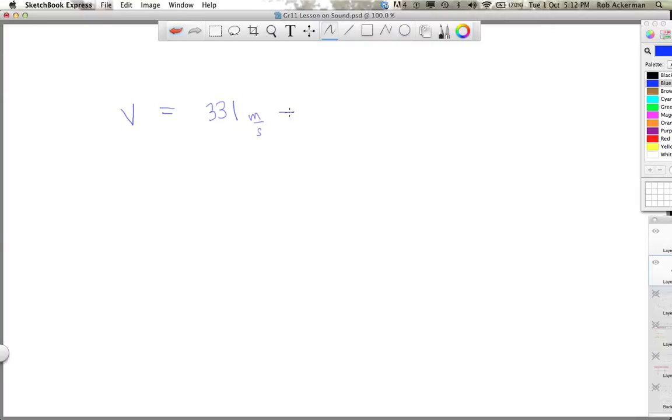But then they're going to show you an equation which adds in a little extra piece, which looks like this. It's going to have a little bit extra, 0.59 t, where t is not the time. T is the temperature. Now, why would they say that? Let's think for a moment.